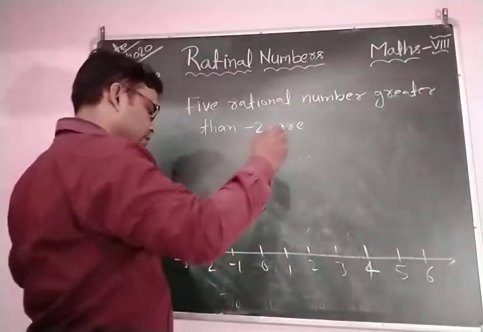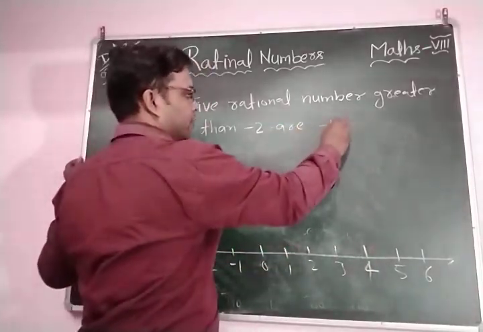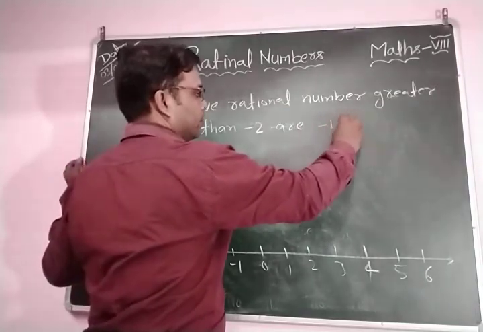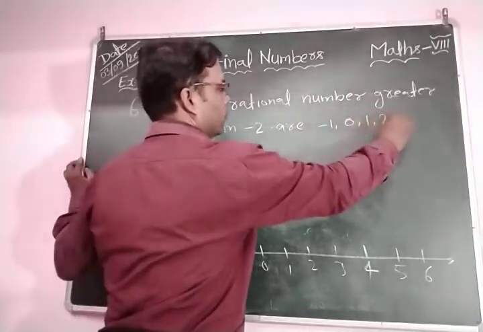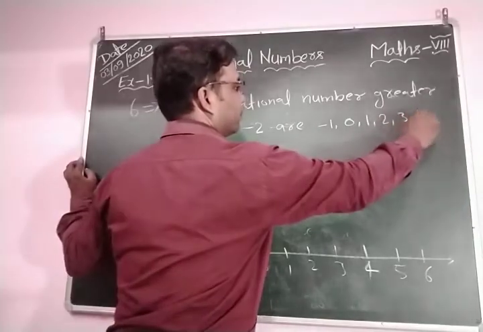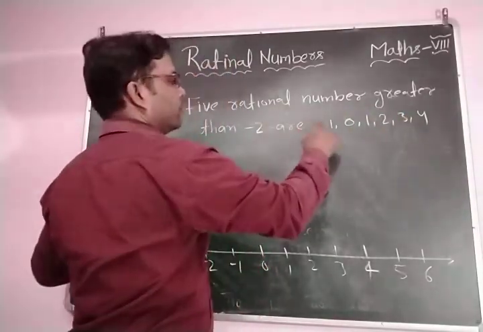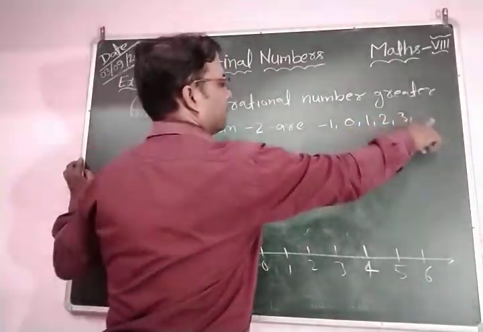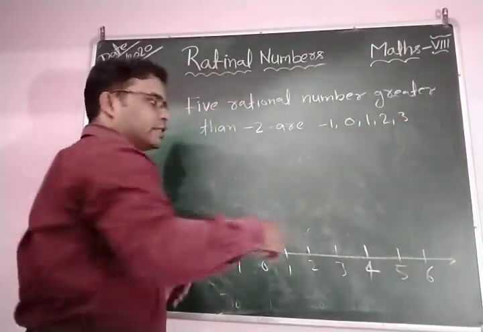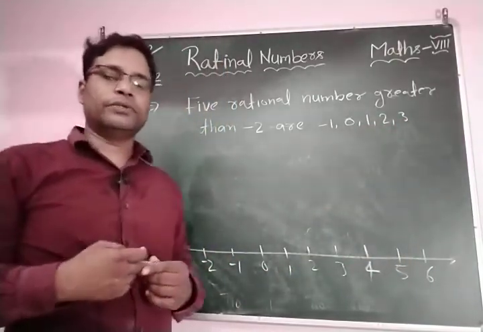Okay, so you can write here minus 1, 0, 1, 2, 3, 4, but here only 5. So 1, 2, 3, 4, 5. Okay, a lot of numbers greater than minus 2.